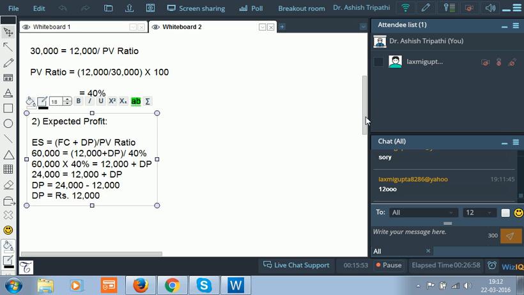So this is how we were able to calculate expected profit. So this is the expected profit if your expected sales is 60,000. अगर आपका 60,000 का sales रहेगा ना, तो आपको profit कितना होएगा? 12,000 होएगा. With the help of this equation, expected sales is equal to fixed cost plus desired profit upon PV ratio. I hope you are understanding, right?